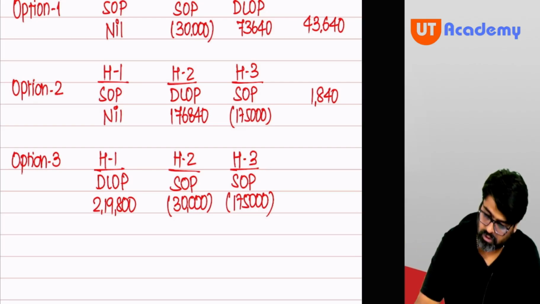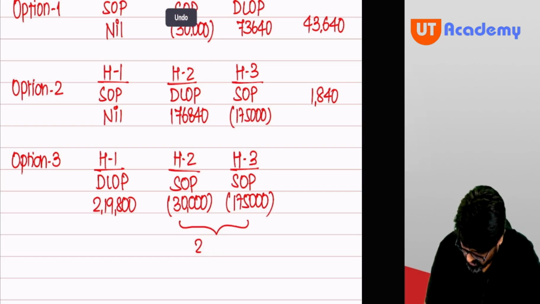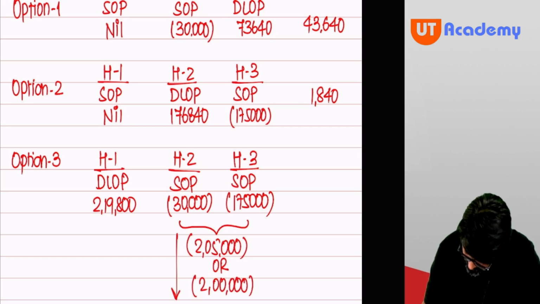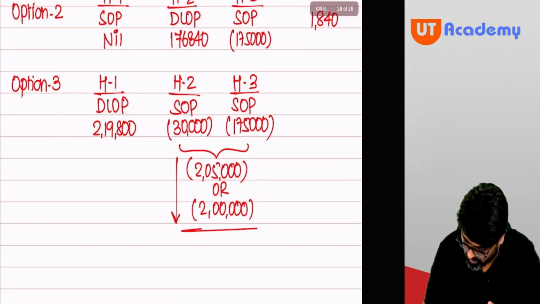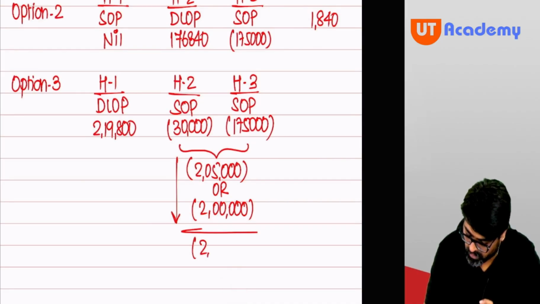Yes or no? So what I will do? I will add both of them. 2 lakh 5,000 is the total loss which cannot be more than 2 lakh. Yes or no? This or this, whichever is lower. So tell me how much loss I can take. Can I take the entire 2,05,000? Or both the properties taken together, loss can be maximum 2 lakh.